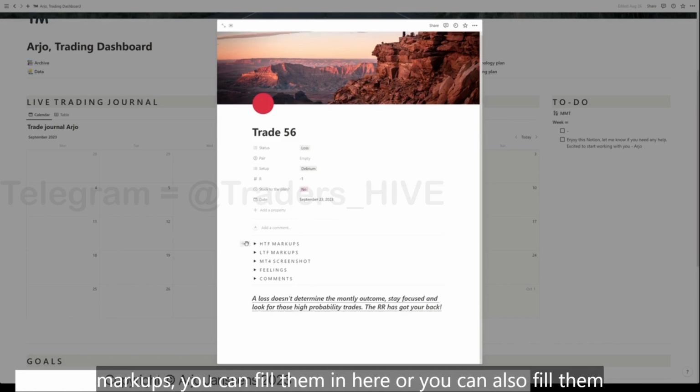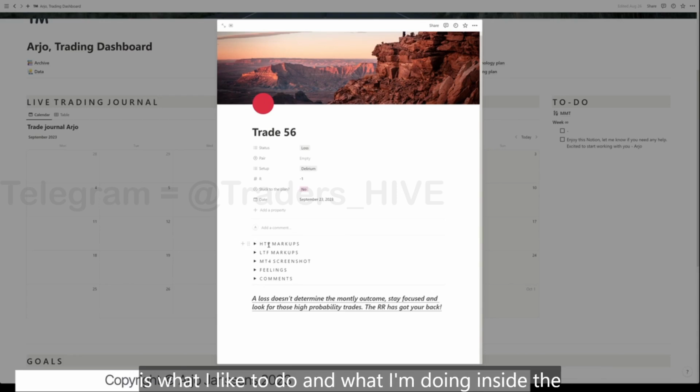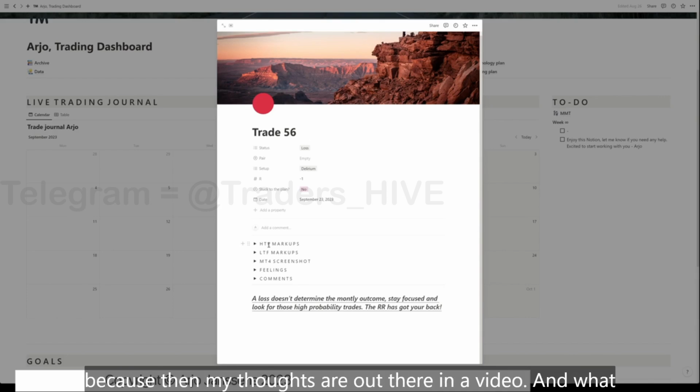Now the high time frame markups, you can fill them in here, or you can also fill them in the journal that we just saw. Or what you can also do is what I like to do, and what I'm doing inside the mentorship as well already, is through videos, I'm already journaling. So through my own videos, I am already journaling my trades, which is very helpful because then my thoughts are out there in a video.